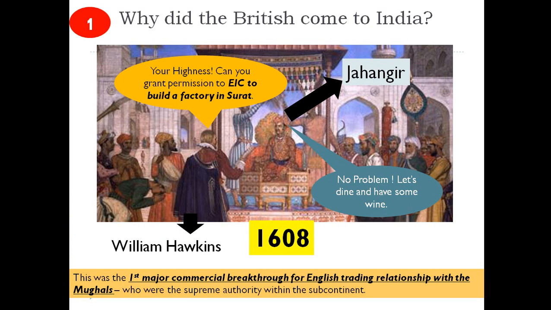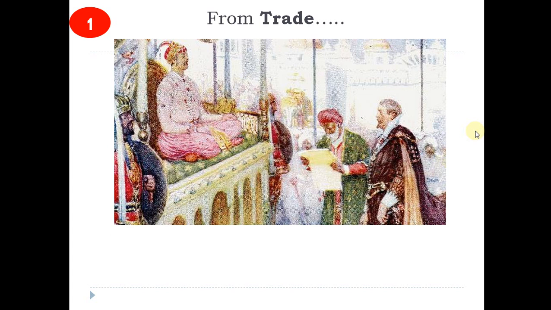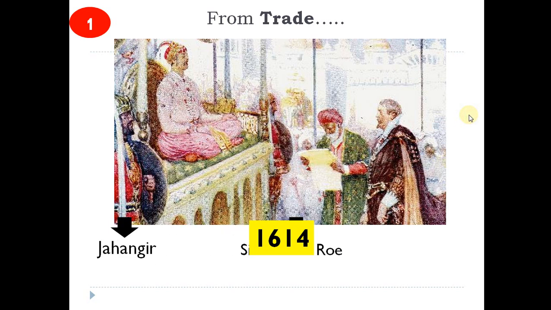Mughals, why? Because they were the supreme authority within the subcontinent. If you were to establish any port, any factory in one of the major ports of India during that time, you would go and take permission from its ruler, the Mughals. Fast forward a few years after, in 1614, Jahangir is visited by Sir Thomas Roe, who was sent by King James.